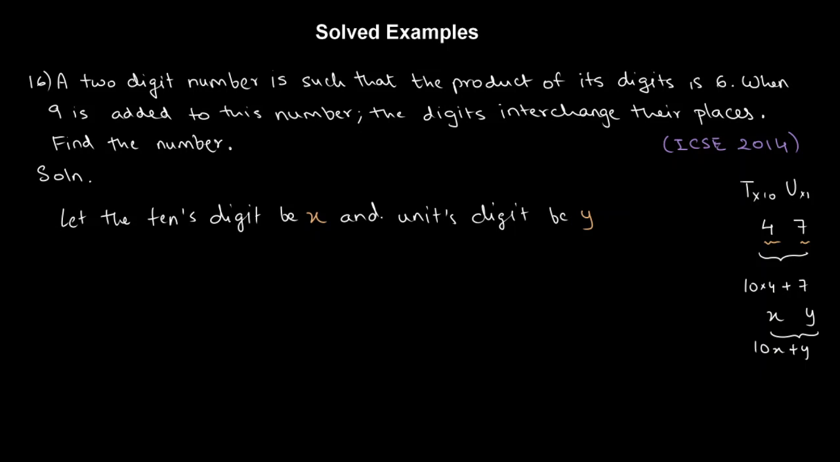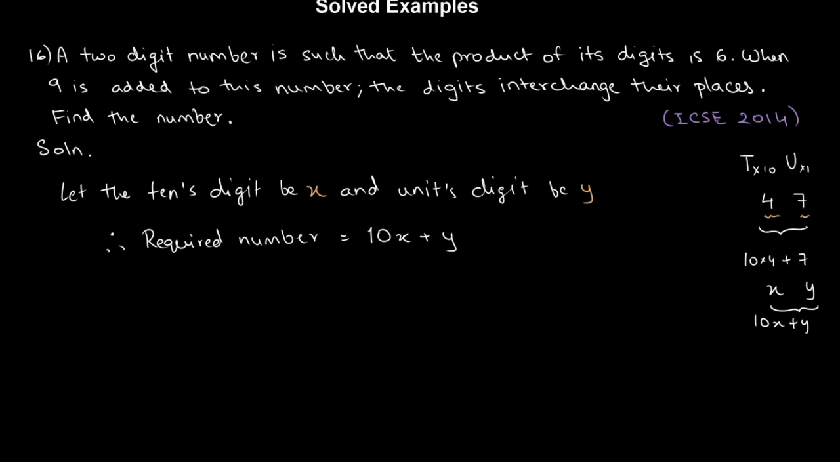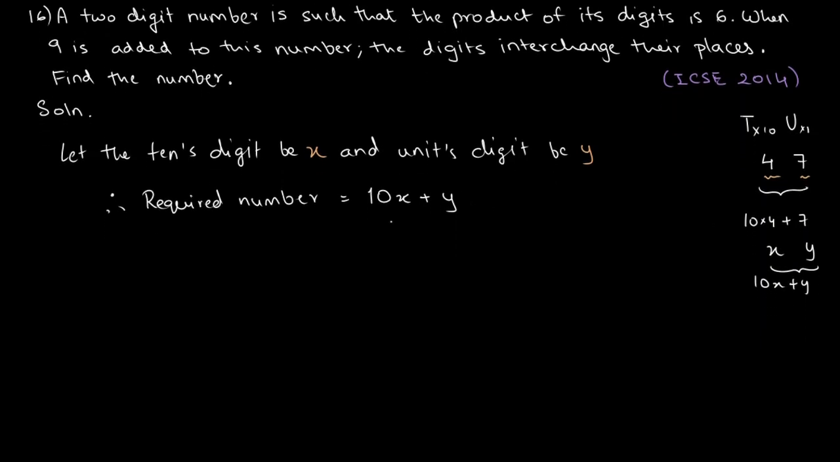So the tens digit is x, units digit is y, therefore the number that we need to find, let's call it the required number, is equal to 10x plus y. Because that's the number: x is in the tens place and y is in the units place.